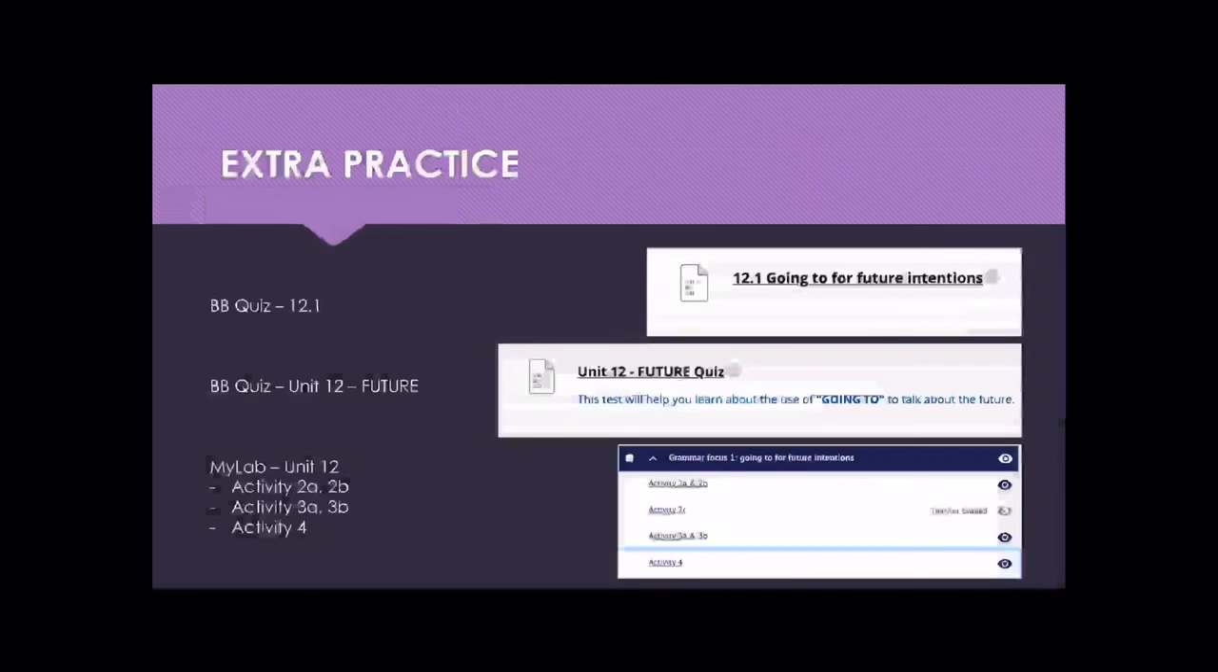Extra practice, we will do some of this in class, but if you're absent, Blackboard quiz 12.1, I think is sentence jumbles for going to. Blackboard quiz unit 12 future. This quiz is made by me. You know which style of question I like. And there's also some good practice for you on MyLab in Unit 12, 2A, 2B, 3A, 3B, and Activity 4. So all of this practice you have online. Also the PDF for the practice in this PowerPoint is on Blackboard.